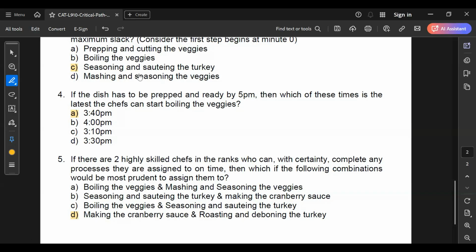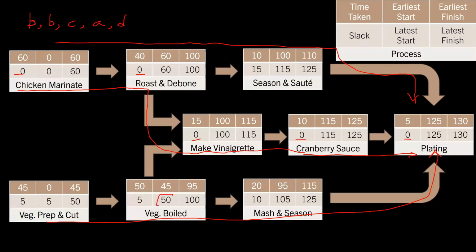How did I get 4? Okay, let me again explain. First read question number 4. If the dish has to be prepared and ready by 5 p.m., which means 5 p.m. is the 130th minute, then which of these times is the latest the chef can start boiling the vegetables? So latest start of boiling the vegetables. If I look at this table again, latest start of boiling the vegetables should be happening in the 50th minute. So the 130th minute is 5 p.m. 50th minute is then what time? So 50th minute is 80 minutes before 130. So 80 minutes before 5 p.m. is 3:40 p.m. That is why the answer to question number 4 is 3:40.